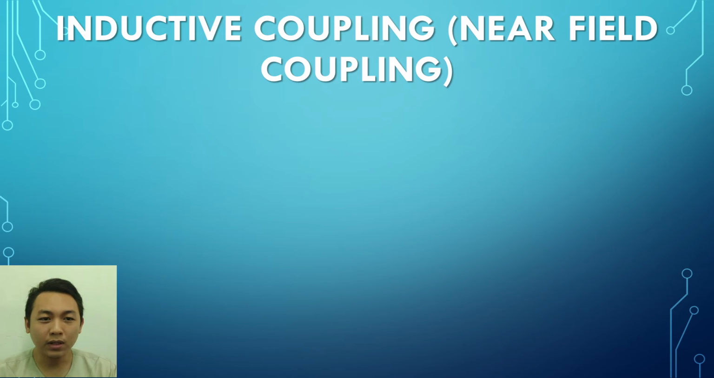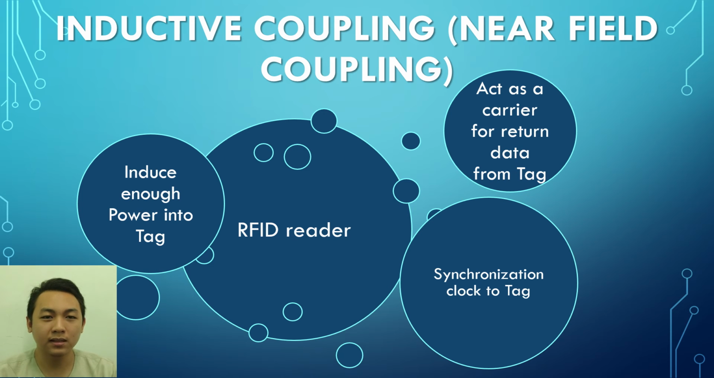The reader will continuously send a radio wave with a particular frequency. These radio waves sent by the RFID reader serve three purposes. First, they induce sufficient power into the passive tag. Second, they provide a synchronization clock for the passive tag. And third, they act as a data carrier for the data coming back from the tag.